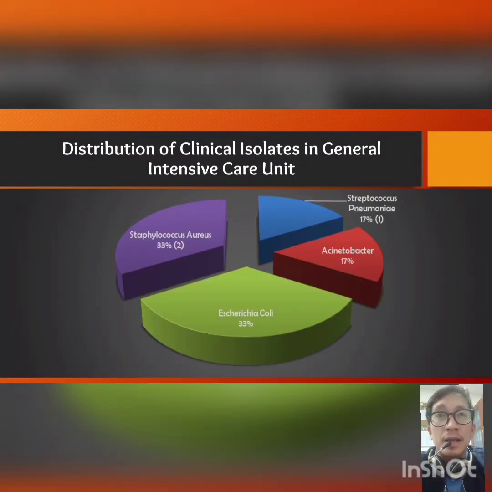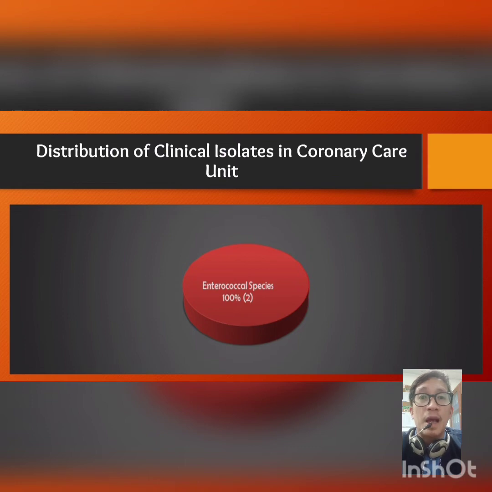1. Next is the distribution of clinical isolates in the general intensive care unit, the GICU. These are patients admitted in the GICU. It's a tie between Staphylococcus aureus and E. coli with 33% each, followed by Streptococcus pneumoniae and Acinetobacter species. There are only 2 clinical isolates detected or found in the coronary care unit.